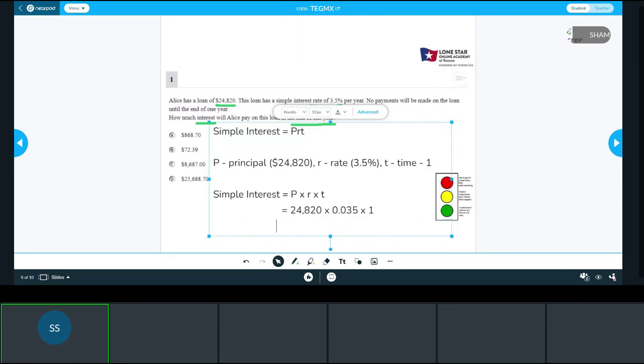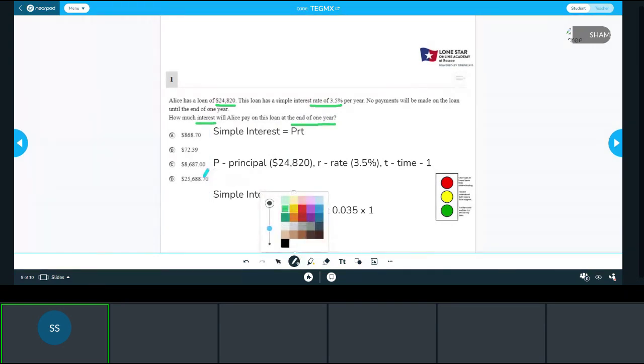Go ahead, multiply all these and see if your answer matches mine. When I multiplied all these, I got an answer that is 868.70. So $868.70. This is what I got. And that is answer choice A. Let's go ahead and move on to the next question.